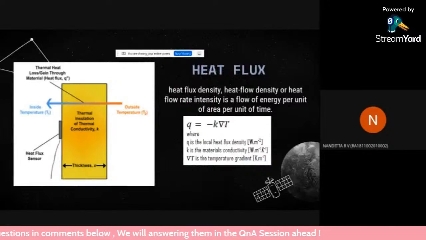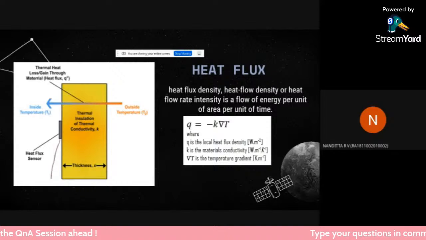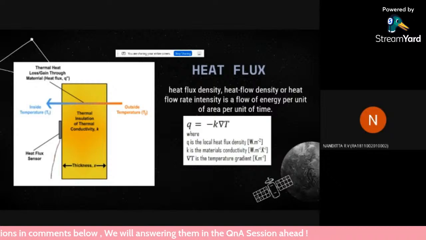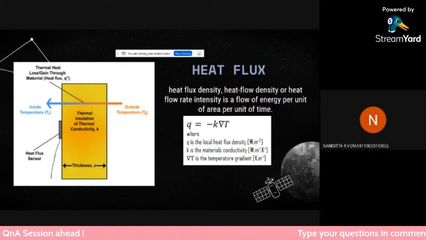So heat flux. What is heat flux? We would have studied about magnetic flux, electric flux, and heat flux. Any flux is the density, the flow rate intensity per area per unit of time. So for heat flux, we will be defining it as heat flux density, or the heat flow density: the intensity is a flow of energy per unit of area per unit of time.